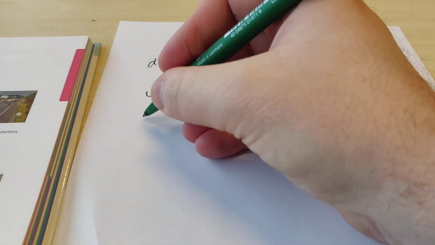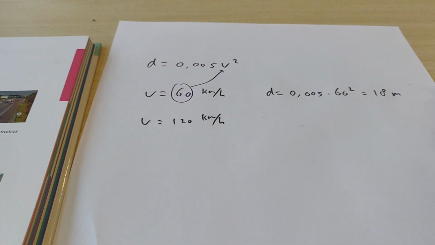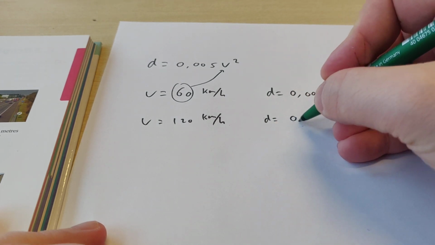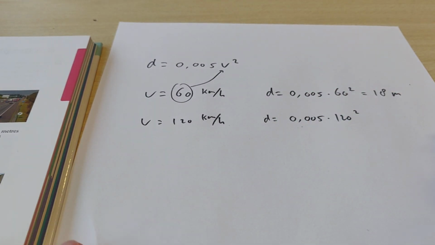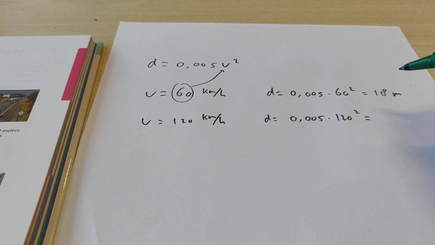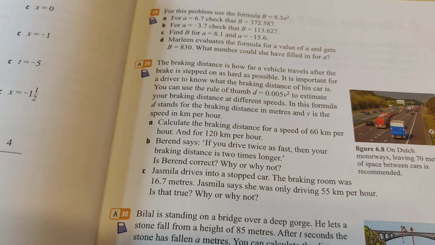Okay? And if the velocity is 120 kilometers per hour, then we'll need a different amount of meters. Let's calculate what we have then. So now we have 0.005 times 120 squared. Now if I type that in, I will get, let me see, 72 meters. So you need a lot more space to come to a standstill. But this was exercise A. Let's see what exercise B asks of us.